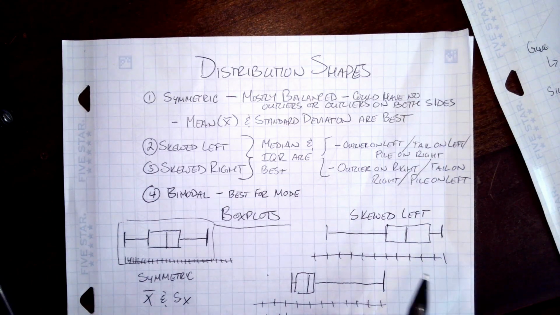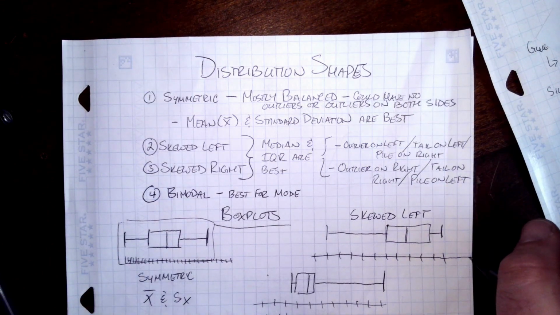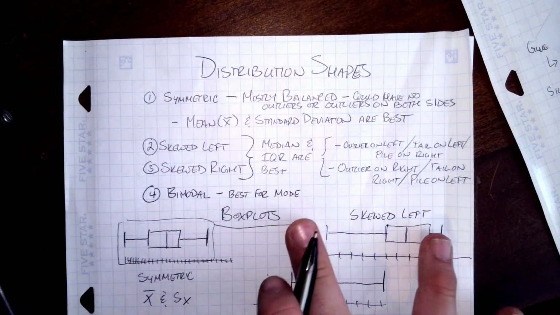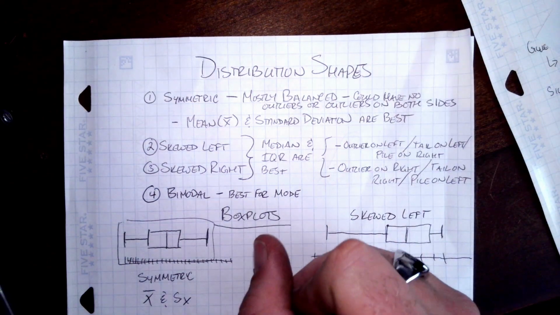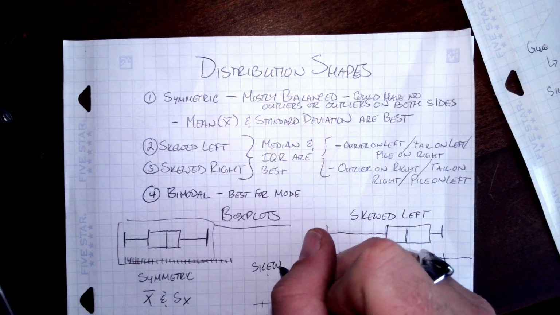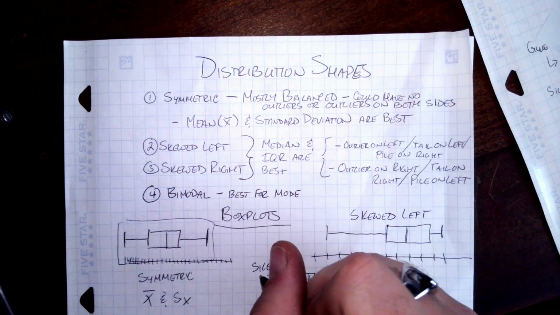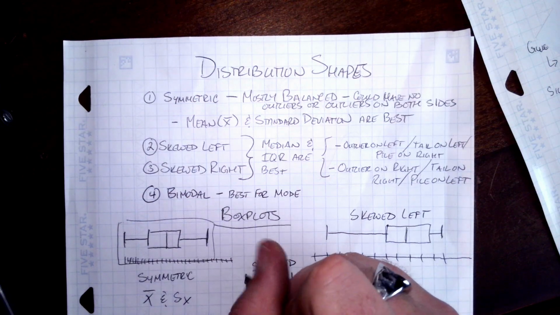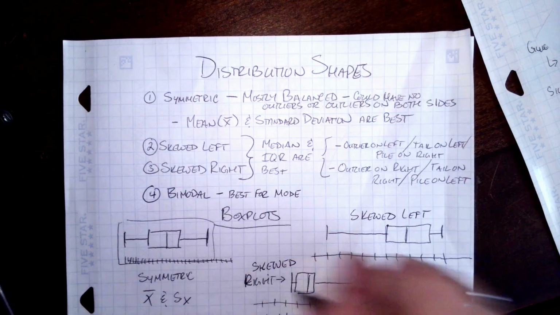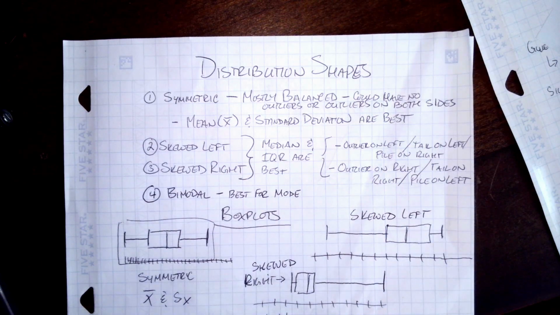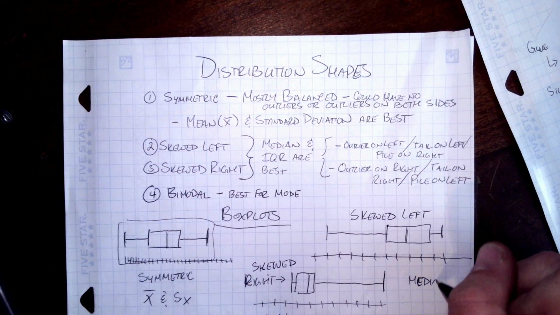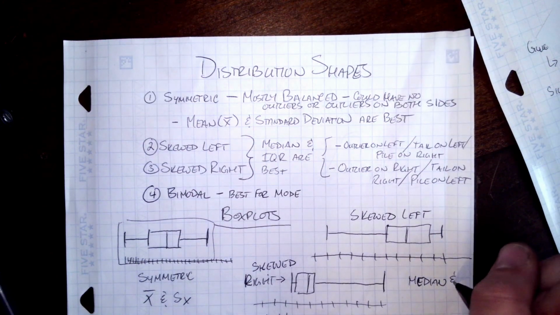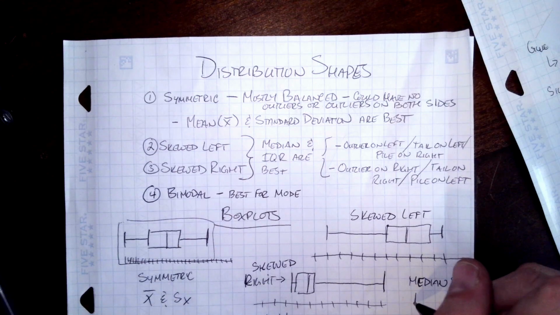And then again, it doesn't matter where you are on the graph. I could extend this line far, far to the right, and it would still mean that this part of the graph is skewed left. And then this one down here is going to be skewed right, because the whisker on the right is much longer than the whisker on the left. And again, it doesn't matter whether you're skewed left or skewed right. Your median and your IQR are going to be best anytime you're skewed.